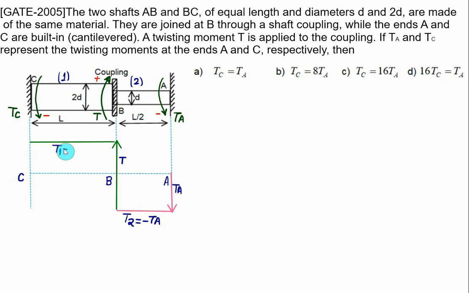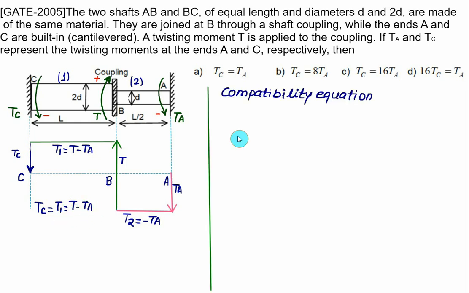This is T1, and this value of T1 is the sum of the previous two values, where this value is positive and this value is negative. So we have T1 equal to T minus TA, and then we have the reaction torque at point C, so we end at C. So we have TC, that is this value is TC, the same as T1, equal to T minus TA.